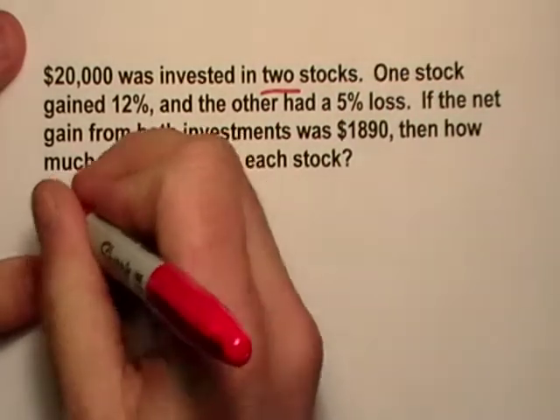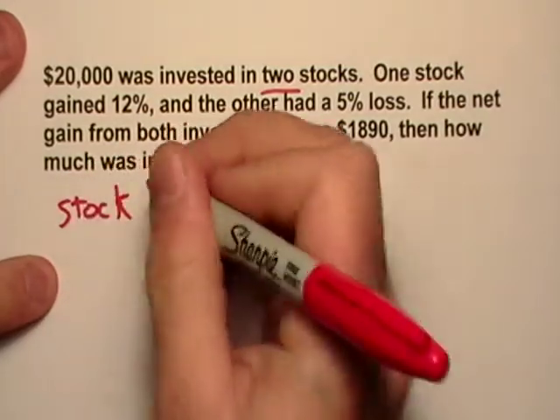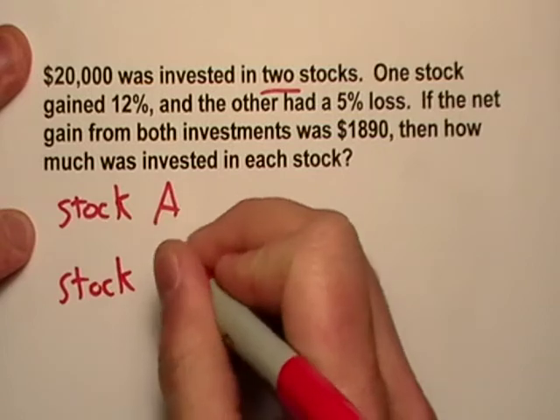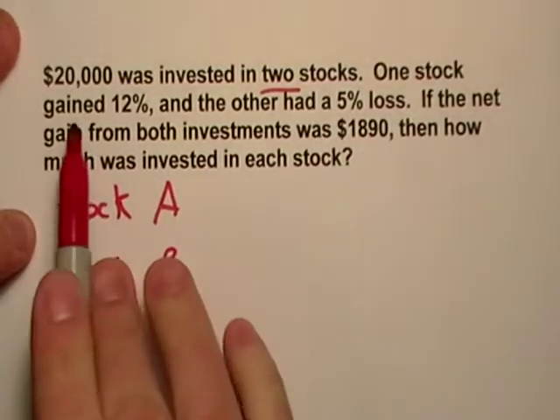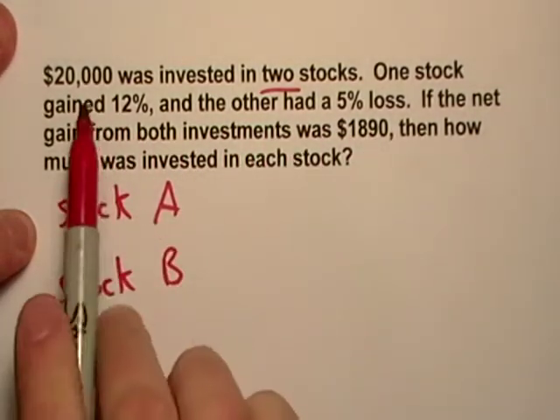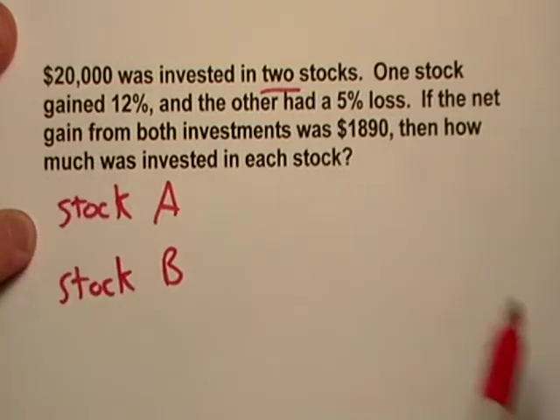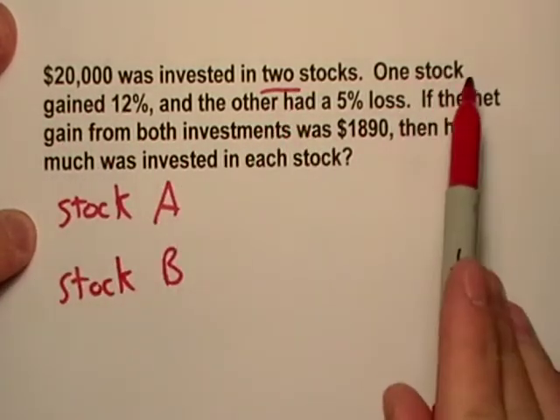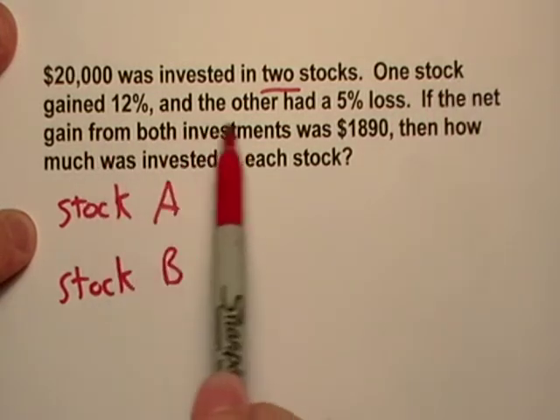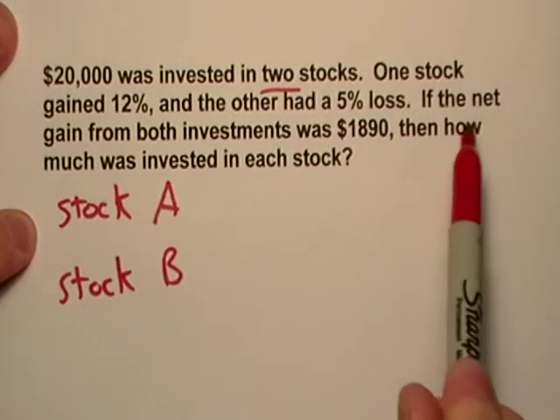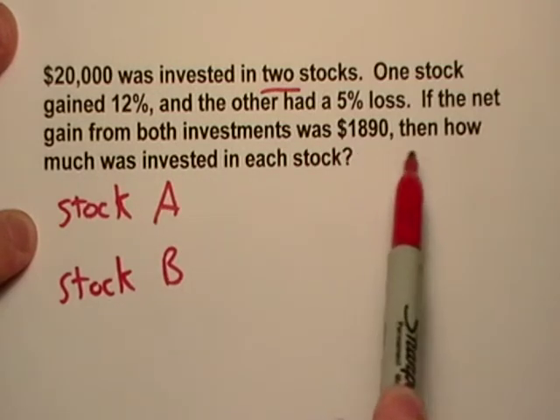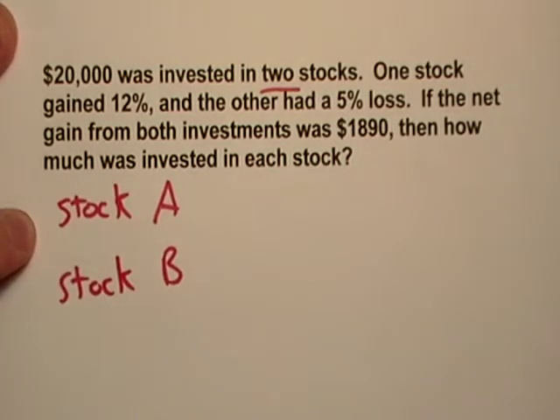So right to begin with, we'll just call them stock A and stock B. Okay, and we've got 20 grand invested between the two. One stock gained 12% and the other lost 5%. If the net gain of both investments was $18.90, then how much was invested in each stock?